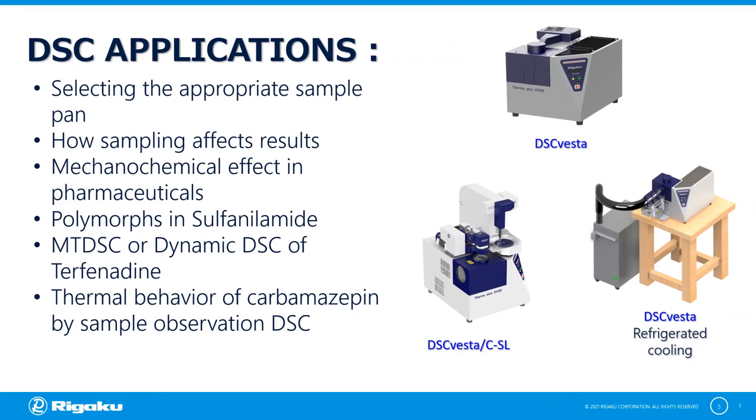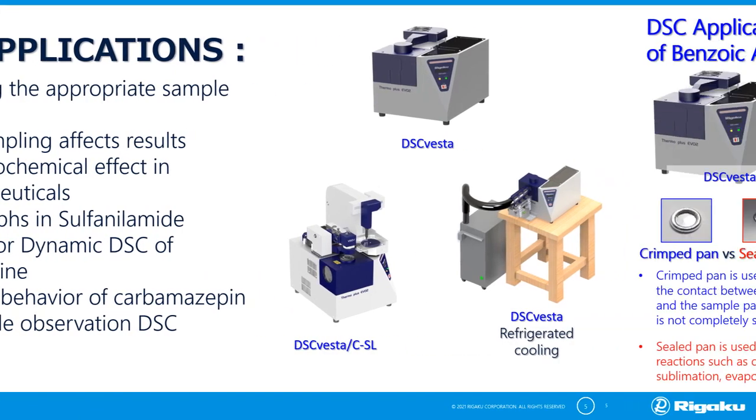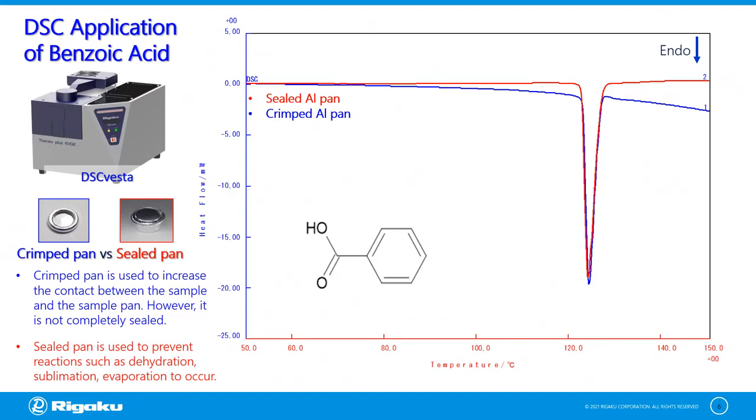The applications for DSC are: in thermal analysis, selecting the appropriate type of sample pan shape largely affects the measurement results of a material. Here is a DSC application of benzoic acid using a crimped aluminum pan shown in blue curve and a sealed aluminum pan shown in red curve.